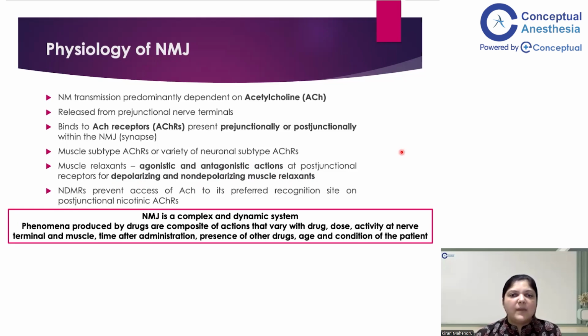Therefore, this neuromuscular junction is a very complex and dynamic system, and the phenomena produced by the various drugs which we use will be a composite of actions which will vary on the type of drug which we are using, the dose which we are giving, the activity at the nerve terminal and the muscle end, the time after administration of the drug, presence of other drugs in the body, and the age and condition of the patient.